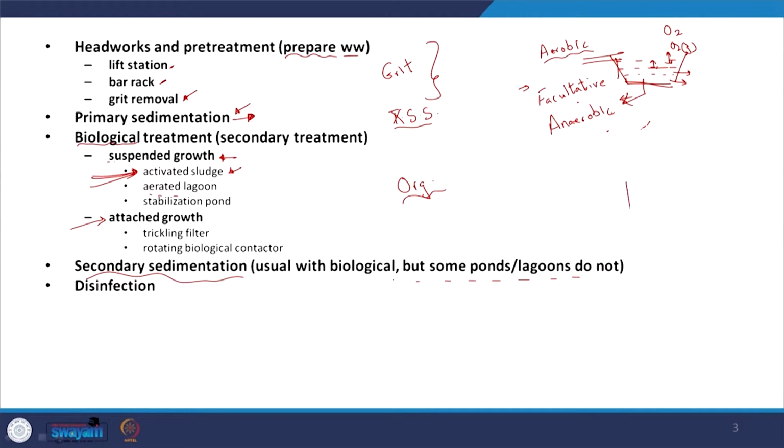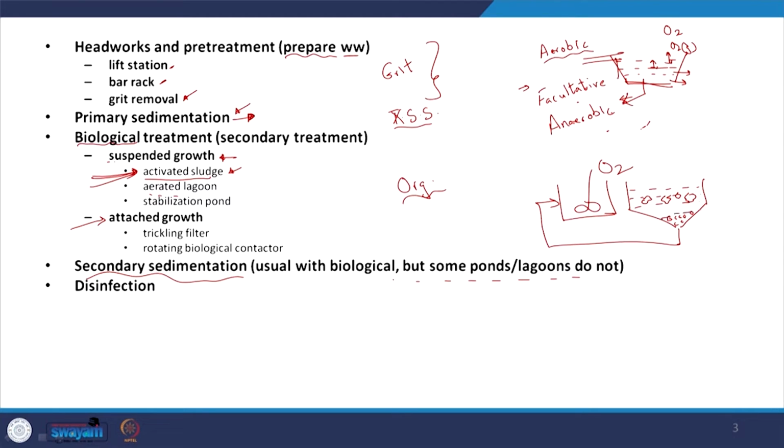And all this sludge, meaning microbes that have degraded the organics, what will they do? They form flocs if we maintain it well, and because they are heavier, they will settle down. And this settled sludge, the microbes, we bring back to your activated sludge process, where oxygen is pumped in. As the name indicates, it's activated sludge.